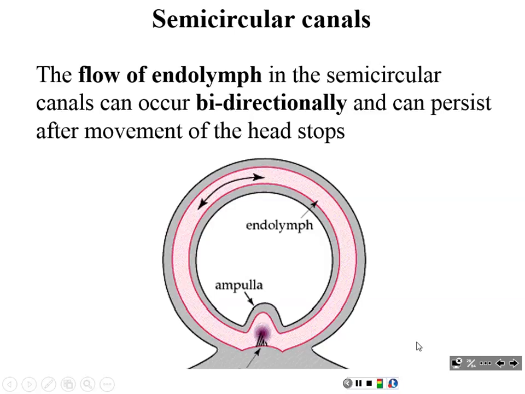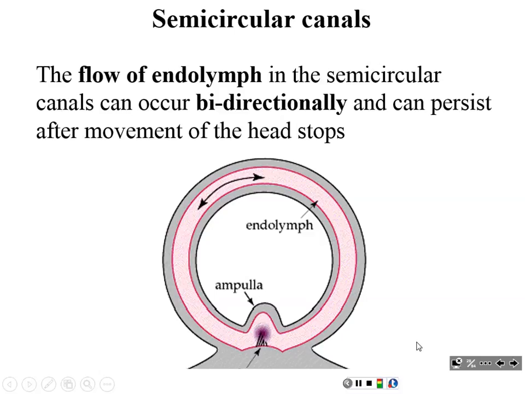The flow or the movement of the endolymph inside a semicircular canal is bidirectional, can move both ways, and can persist after movement of the head stops. I'm going to use an example. It's not the best example, but it's going to do the trick. Hopefully, all of you at some point have tried to move a bucket containing water. And when you move it, the first thing that happens is that the water moves exactly in the opposite direction, correct? And it forms a wave on the opposite direction.